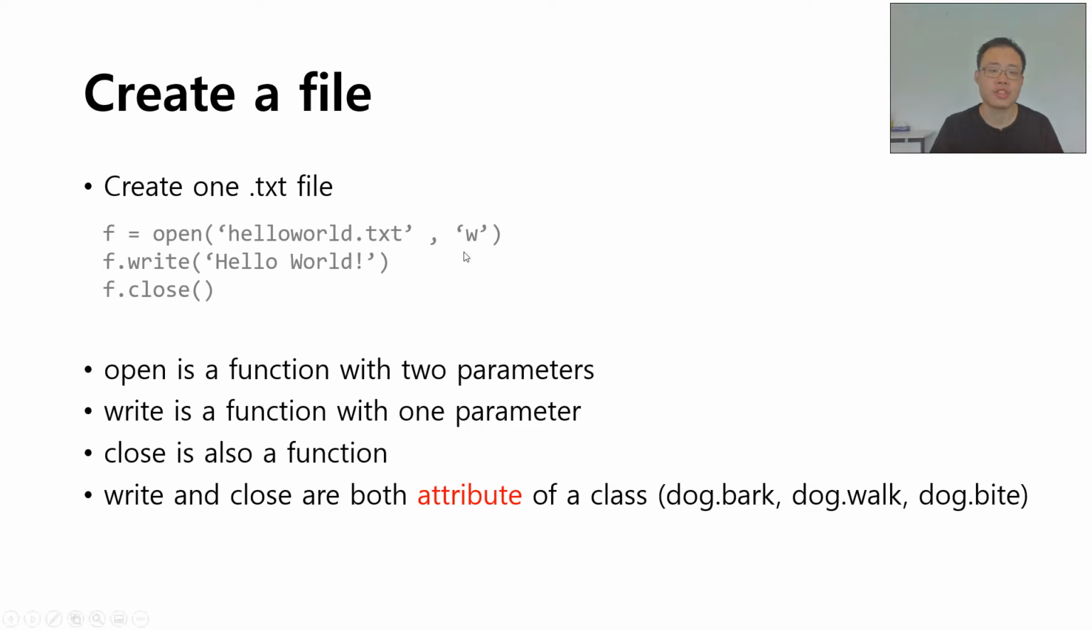And the second parameter is w. It's also quoted. w indicates write. You write something into this file. There is another parameter value called a, indicating append, and also some other parameters. You can find all of these parameters' usage in the documentation. We use the open function to open the existing or not existing file. What do I mean by this?